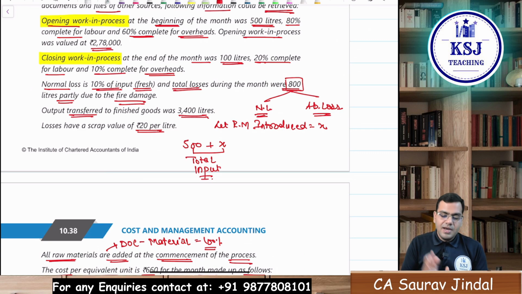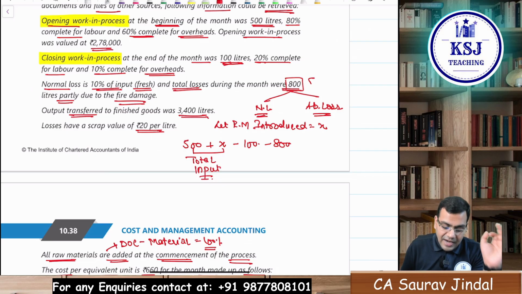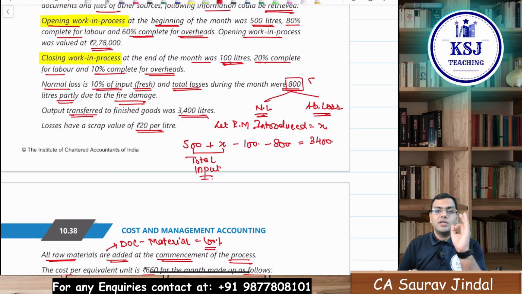Okay, sir. Now, out of this, what will happen? Out of this, they say 100 is your closing WIP. 100 is still in process. 800 has been lost, whether it is a normal loss or whether it is an abnormal loss, doesn't matter, it has been lost, right? And the rest has been transferred to finished goods, which is 3400 liters. Is this equation correct? Right?